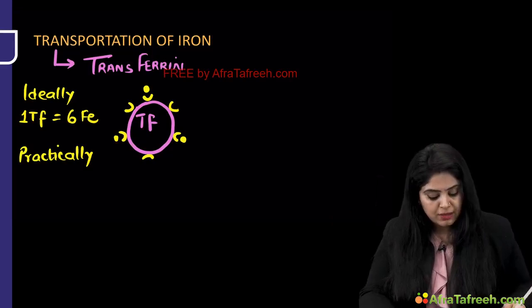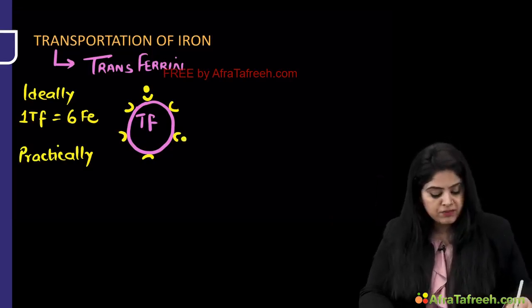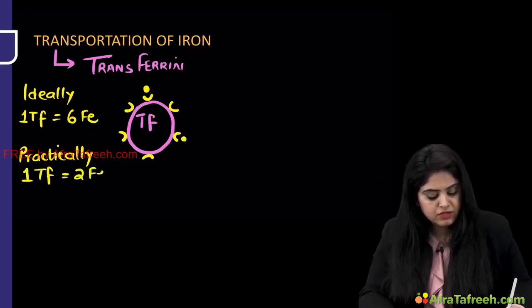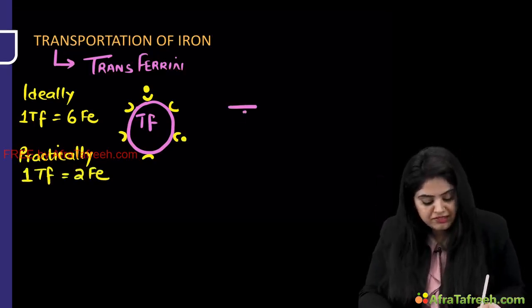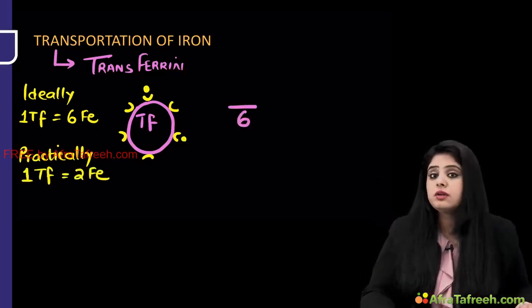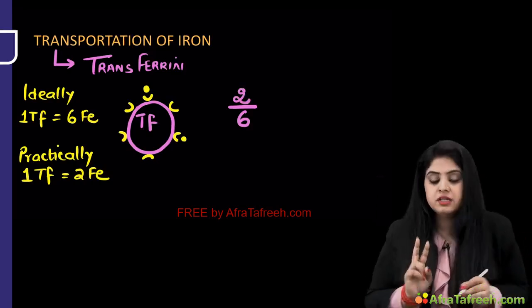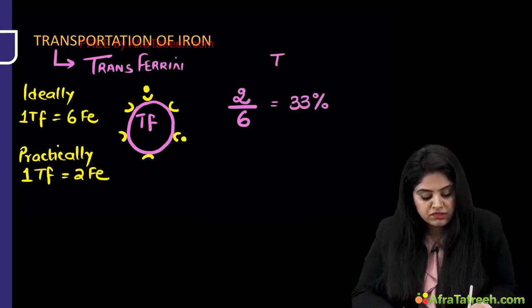So practically what happens is that so many irons cannot sit over here. Practically only 2 irons decide to sit. One transferrin can bind to 2 molecules of iron. So tell me, what was the total capacity of transferrin? The total capacity was 6 seats, but how many got occupied? 2 got occupied. So what is the total percentage occupied? 33%, and that is the definition of transferrin saturation.